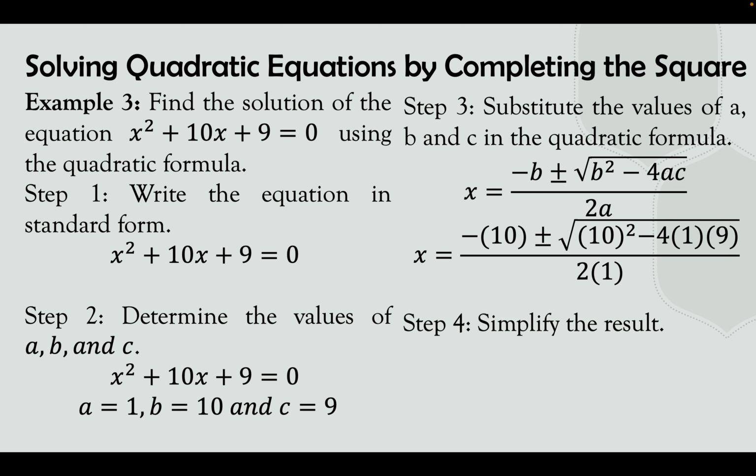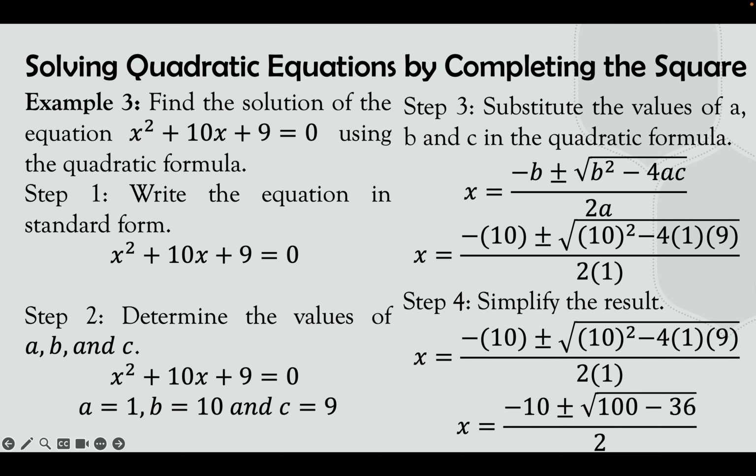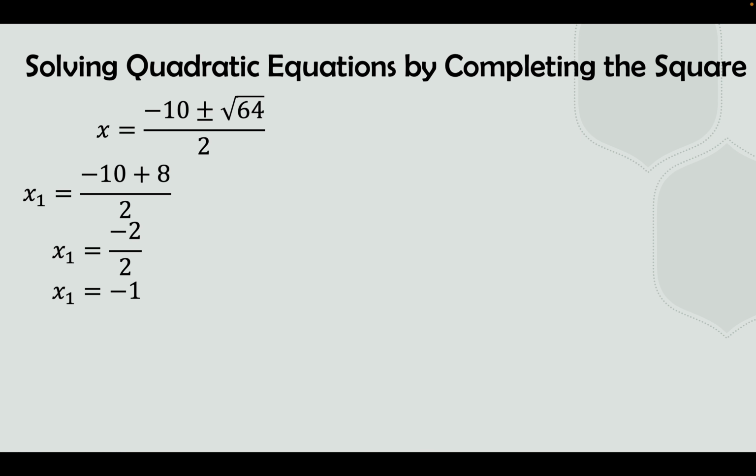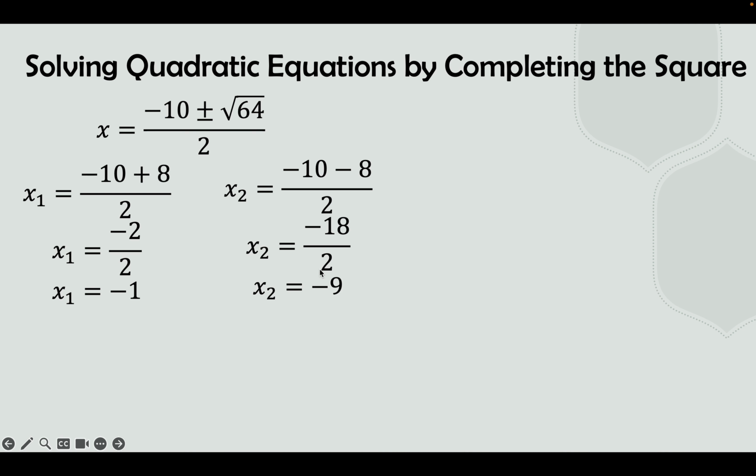Now we need to simplify this one. So we have 10 squared is 100. Negative 4 times 1 times 9, we have negative 36. So 100 minus 36. So we have negative 10 positive and negative square root of 64 over 2. Square root of 64 is 8, right? So that means we have negative 10 plus 8 over 2, that is negative 2 over 2, that is negative 1. And then our x sub 2 is negative 10 minus 8 over 2, so we have negative 18 over 2. That is x sub 2 now is negative 9.